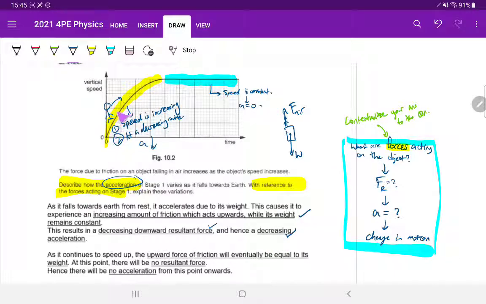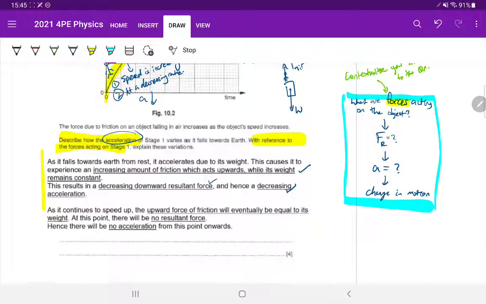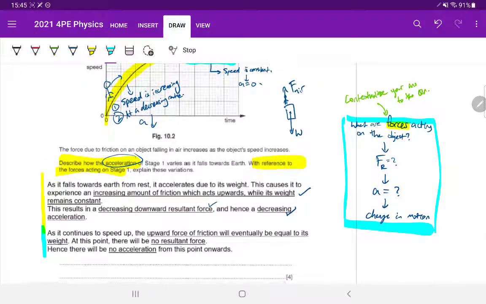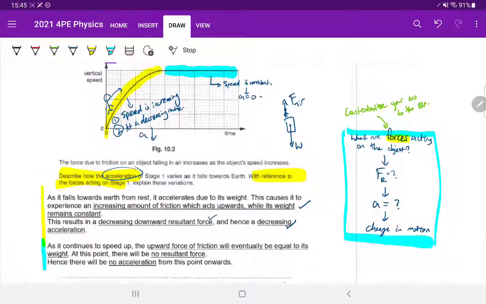Okay, so then I've explained my acceleration, right? It is accelerating, but the acceleration is decreasing. So I've explained the first part of the graph. All right, let's explain the next part of the graph. So the next part of the graph, again, I want to ask what are the forces acting on the object. And now in the next part, why is there no acceleration? Because eventually it reaches a point where F air, the air resistance, is equal to the weight. And when it's equal to the weight, what will happen to the resultant force? There's no resultant force. Forces are balanced, there's no acceleration. There's no acceleration, its speed will be constant.